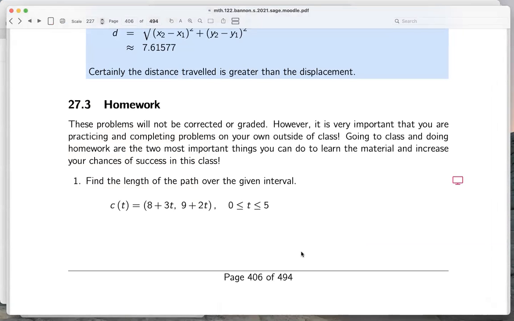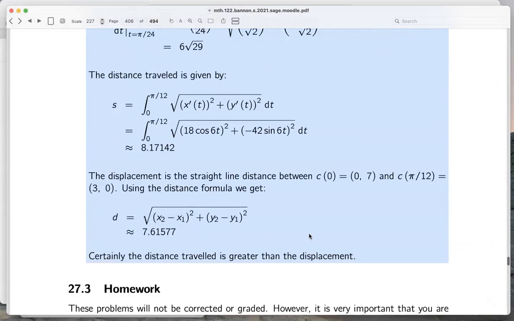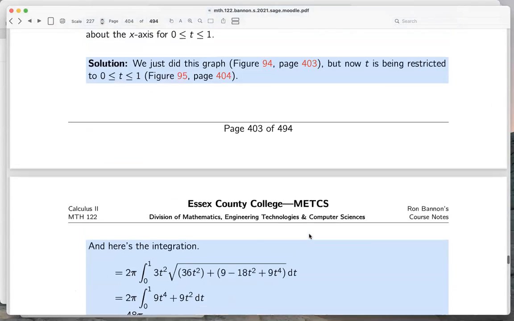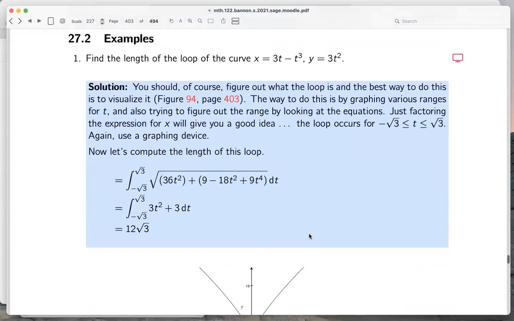Okay, we're in section 27. We just completed the lecture, and now we need to reinforce the material that we gave you in the lecture by doing examples. And the examples we start with are, number one. We're going to start with number one.